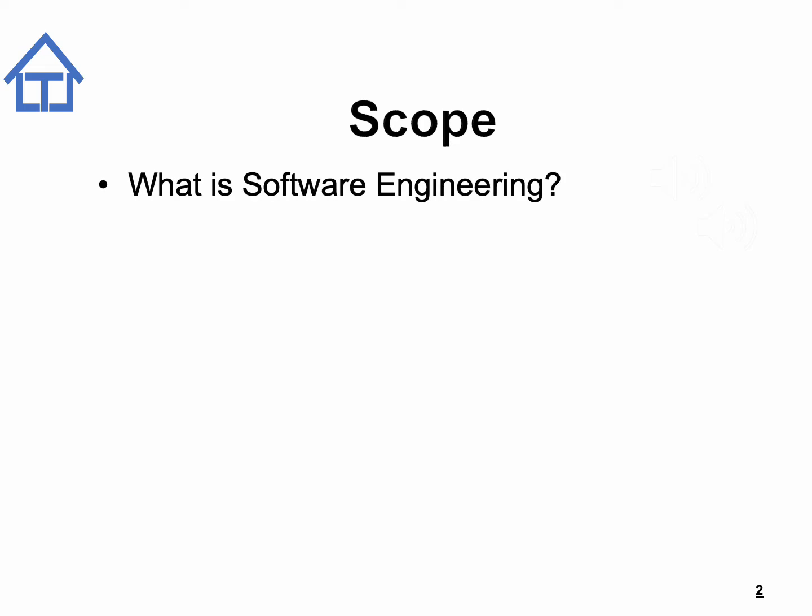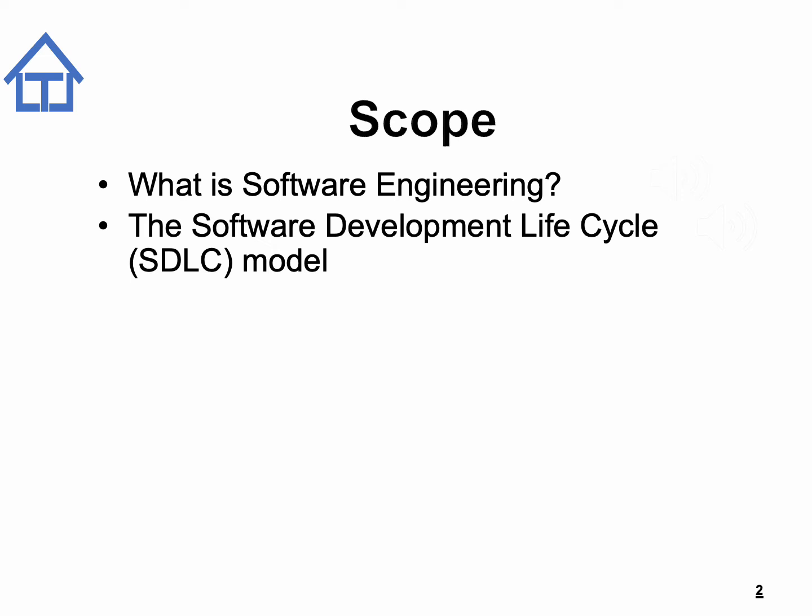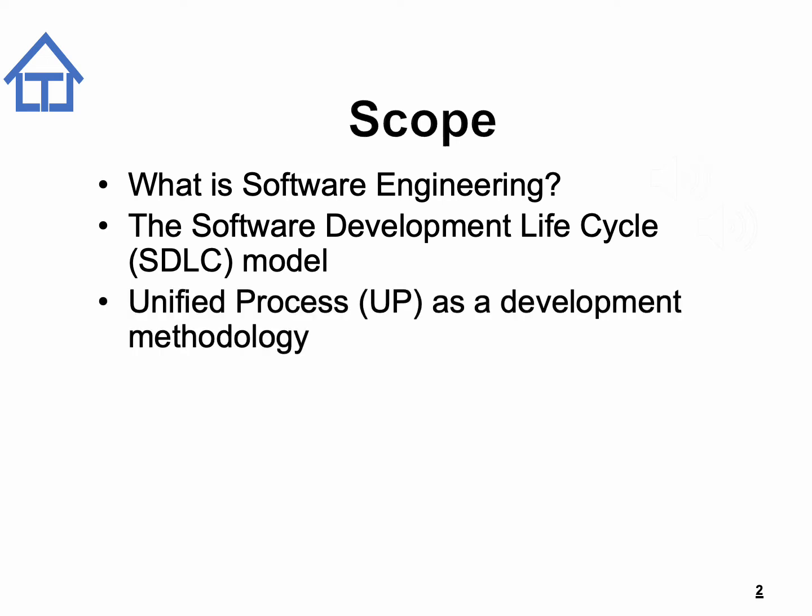The scope of this lecture is as follows. First, we are going to look at what is software engineering. Next, we're going to examine the software development lifecycle model, or SDLC for short. Next, we are going to examine the unified process as a development methodology. And finally, we will learn what are the unified process disciplines.